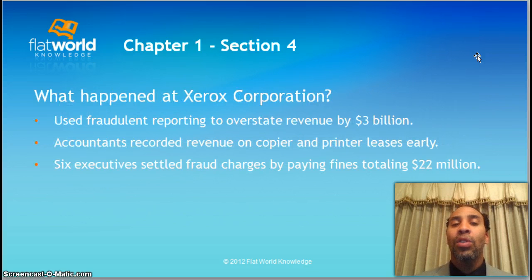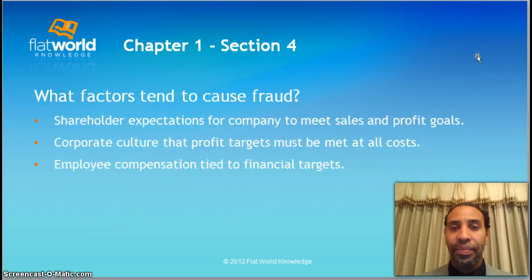So what happened at Xerox Corporation? They used fraudulent reporting to overstate revenue by 3 billion. Well, why would you overstate revenue? You're typically going to overstate revenue so that more people can invest money in your company. It looks good for the investors. Accountants recorded revenue on copier and printer leases early, and 6 executives settled fraud charges by paying fines totaling $22 million, right? How would that hurt your pocketbook if you had to pay up to $22 million?